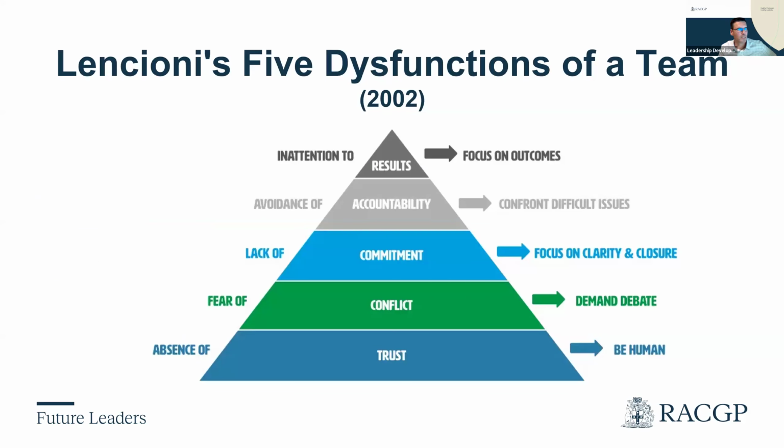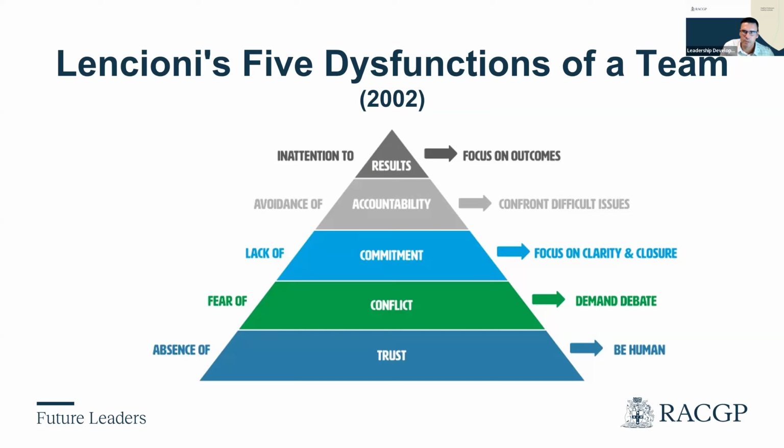So Lencioni's 5 dysfunctions of a team. This is quite common with regards to team leadership. And you look at this diagram from the bottom up, and consider it kind of like building blocks of great teams. So the absence of trust, that's where team members lack vulnerability, which leads to a fear of conflict. And when there's a fear of conflict, teams avoid healthy debate. They avoid that and just go with the flow. And that then leads to a lack of commitment, because there's been no healthy debate.